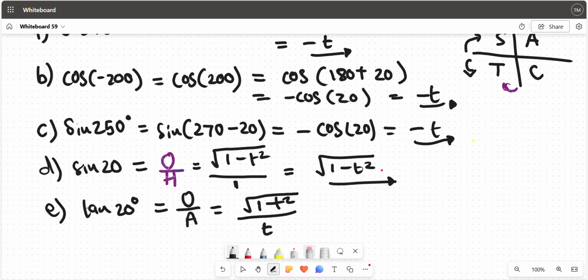Let me just erase a little bit here so that it's clear what I'm writing there. This is 1 minus t squared. That you cannot simplify, so you leave it like that. So that is how you go about solving these type of questions. So let's look at another example of these.